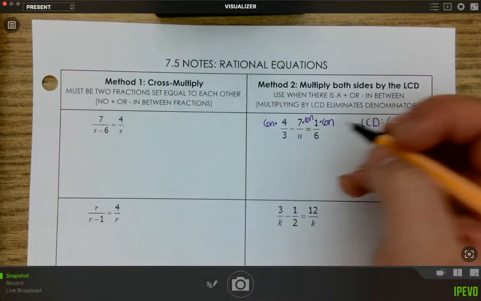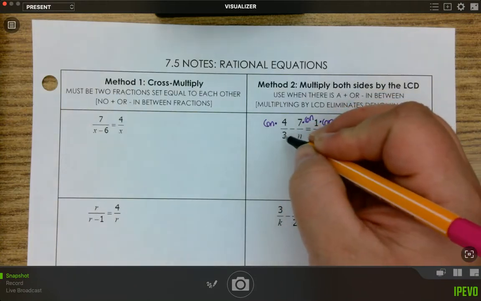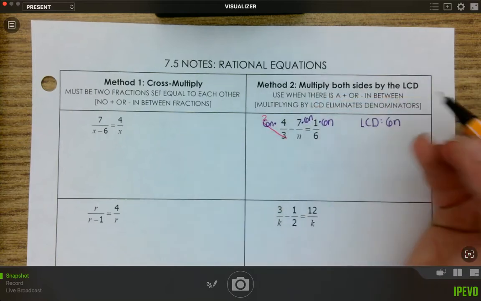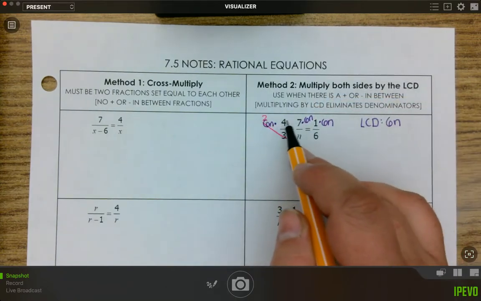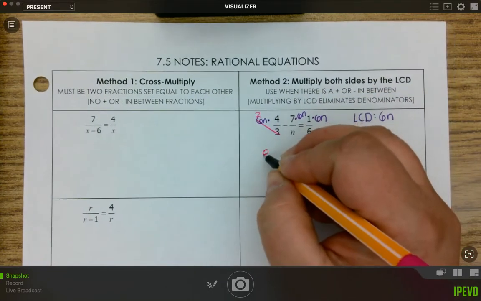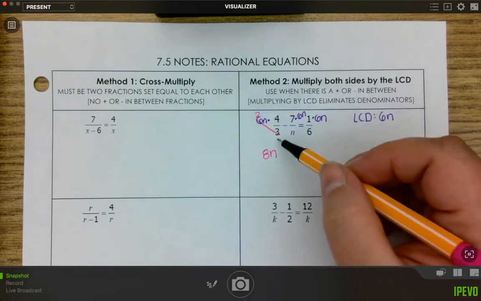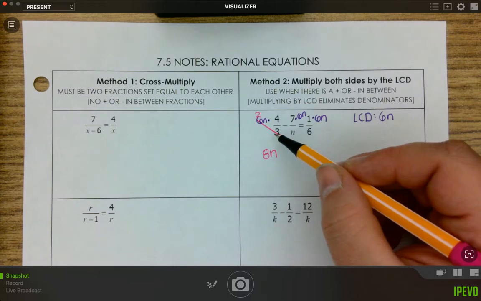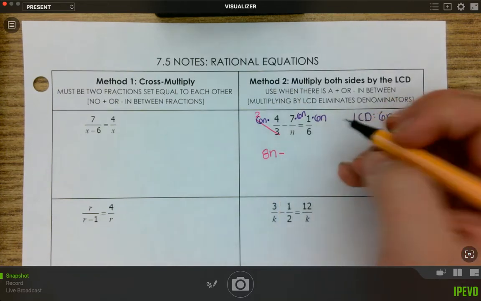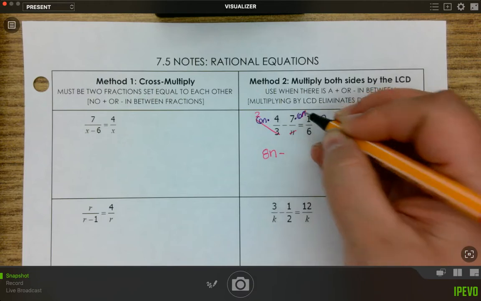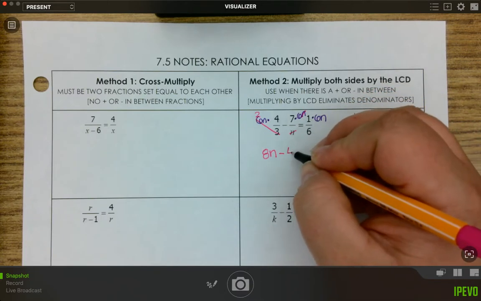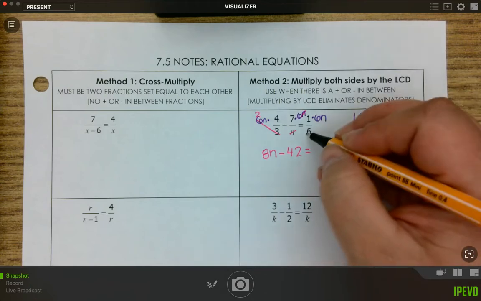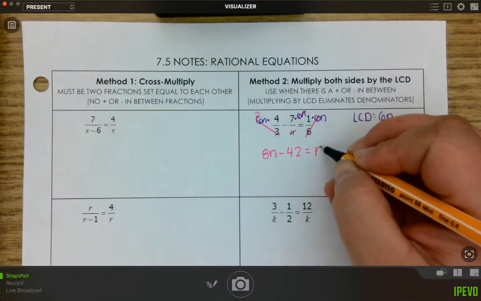So what happens is, over here, 6 divided by 3 is going to be 2. So basically I have 2n times 4, that's 8n. And because 3 goes into 6n, this crossed out and there's no denominator left. Then over here, the n's cancel out. And I have 7 times 6, which is 42. And over here, the 6's cross out, so I just have n.